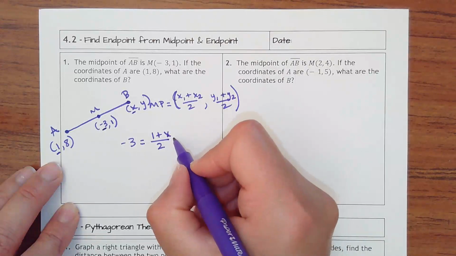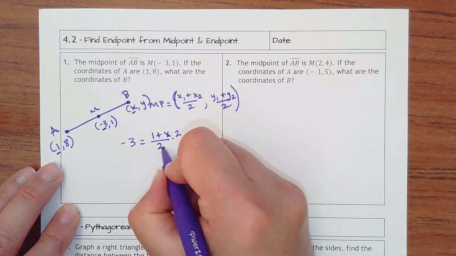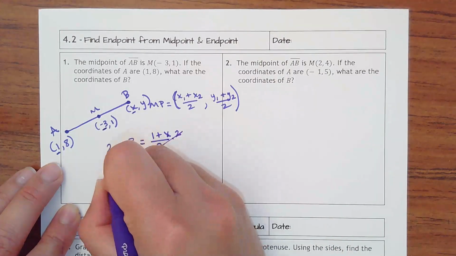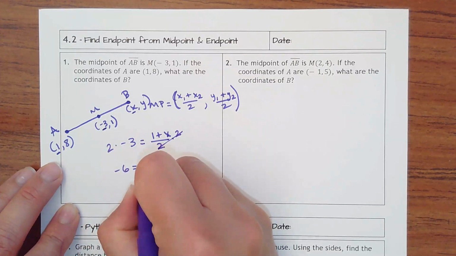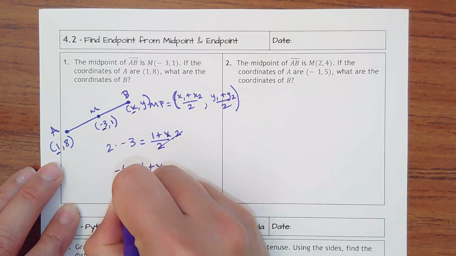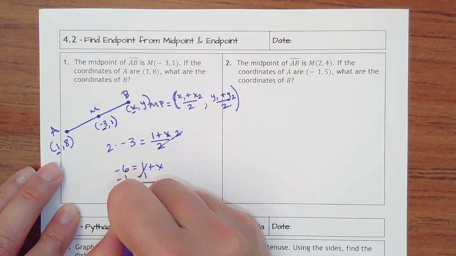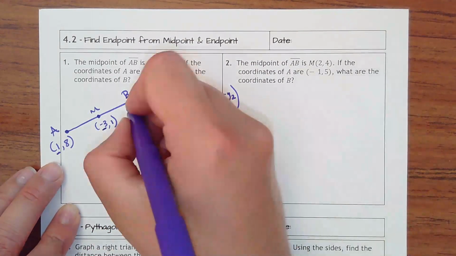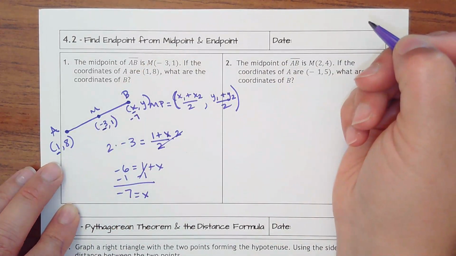To solve this, you want to get rid of your denominator first, so since we're dividing by 2, I'm going to multiply by 2. That would get me -6. Then I'm going to subtract 1. So my x value here is actually -7.